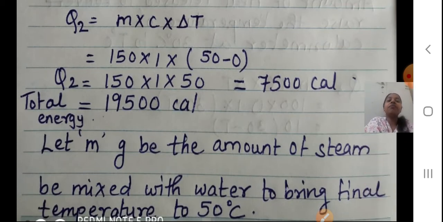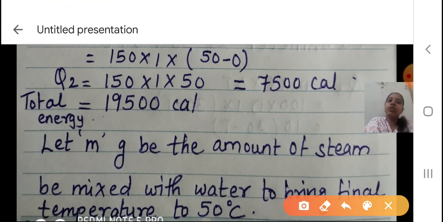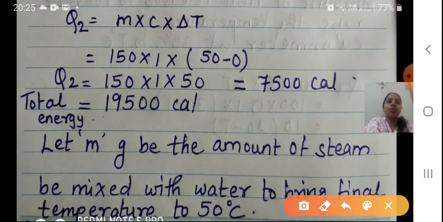See here. Q2, I'll take it as Q2 is equal to M into C into delta T again. Now delta T, you know, is 0 to 50, so T2 minus T1, it will become 50 minus 0. C value of water is 1 and mass of water is 150, right? Now Q2, how much are we getting? 7,500 calories. Yes, total energy means add Q1 plus Q2. How much will you get? 19,500 calories. I hope till here you understood.